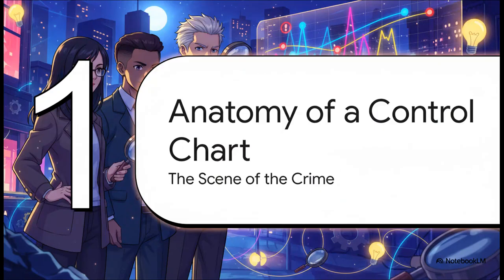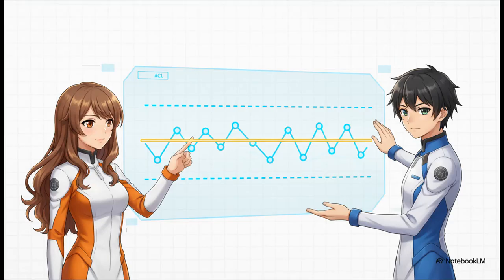Okay, so before we can find any clues, we need to understand our environment, the scene of the crime, if you will. So let's break down the anatomy of a control chart. Every control chart has a few key features. First up, you've got the center line, which is really just the average of all your data. Simple enough. Then you have an upper and a lower control limit.